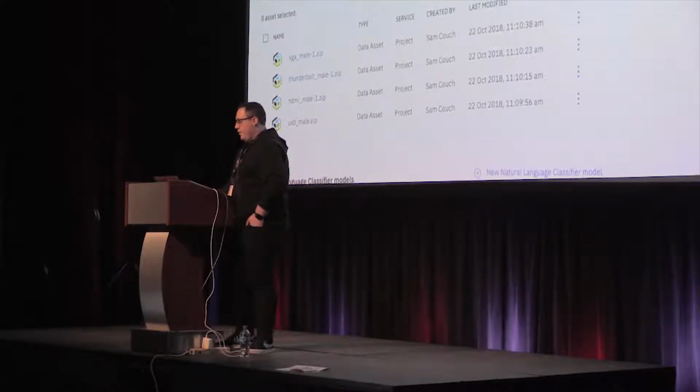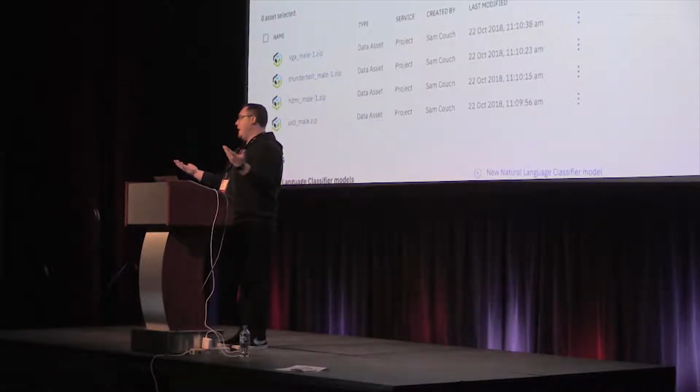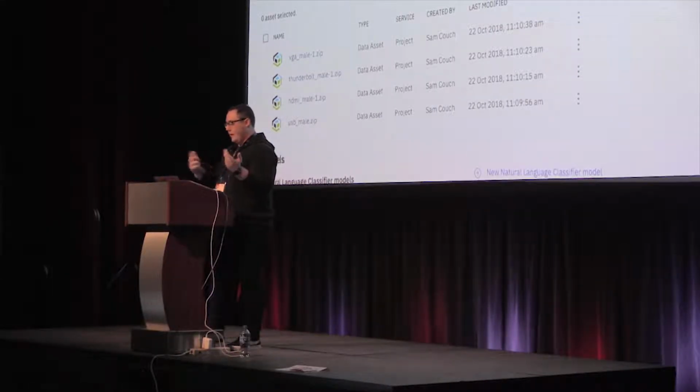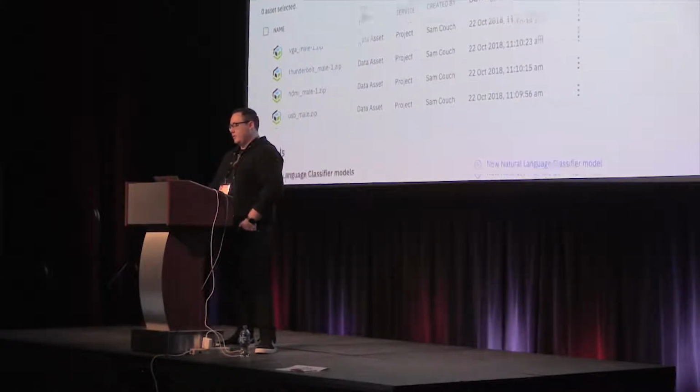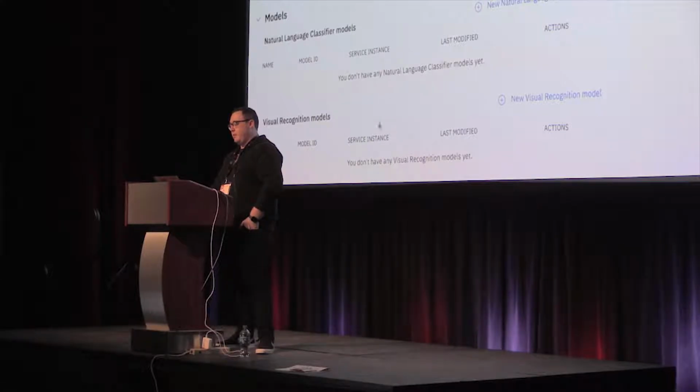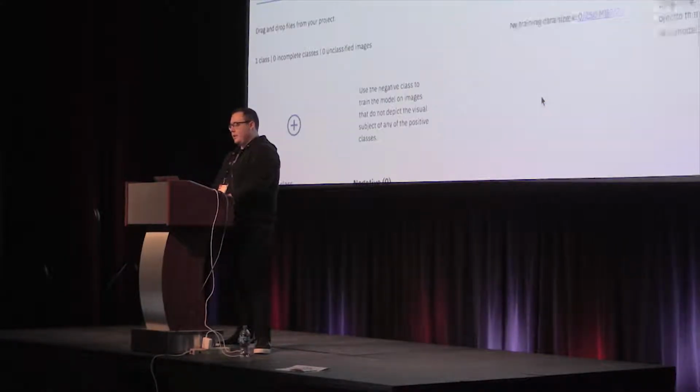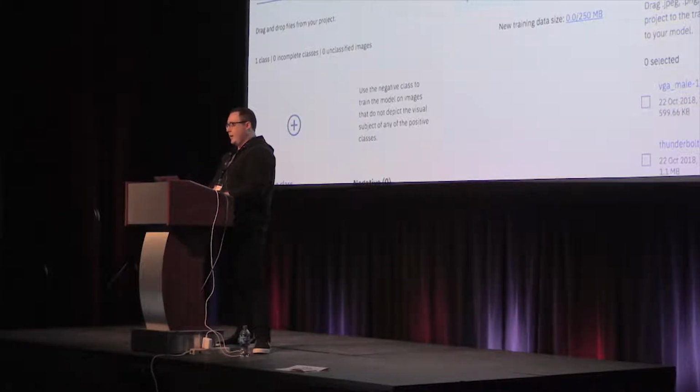So now we have our data assets, and these are our training images that we're going to use to create our custom classifier for VGA, Thunderbolt, HDMI, and USB. So now they live in our project, and we want to use them. So again, from the Assets tab, we're just going to scroll down towards the bottom, and you'll see a Models section. And we want to create a visual recognition model. So if you just click Create New Visual Recognition Model, it'll take you to this page.